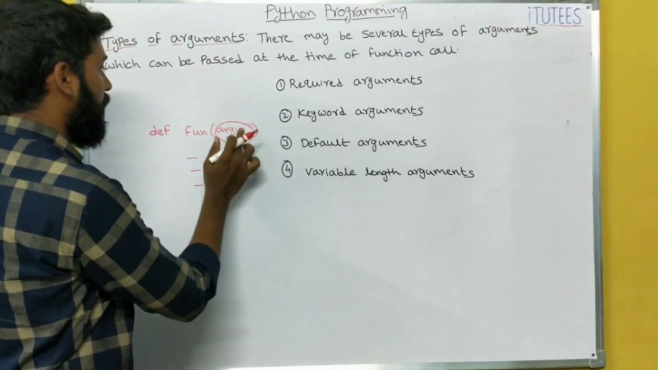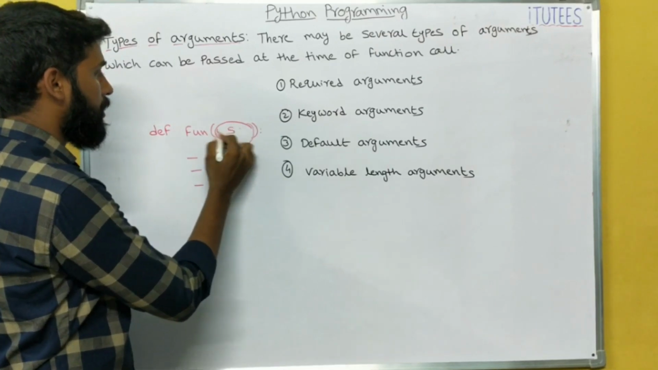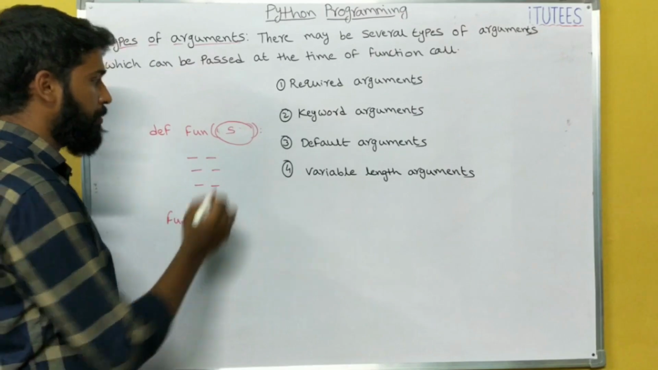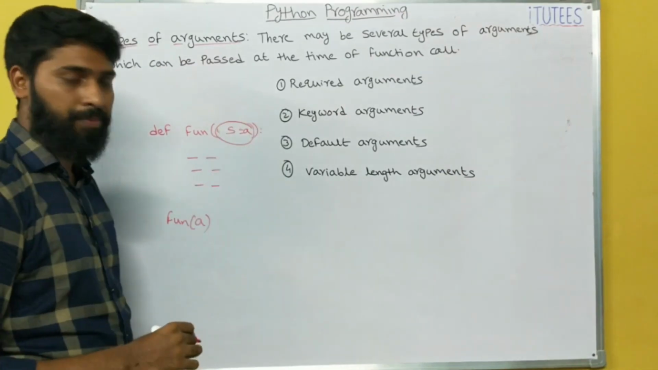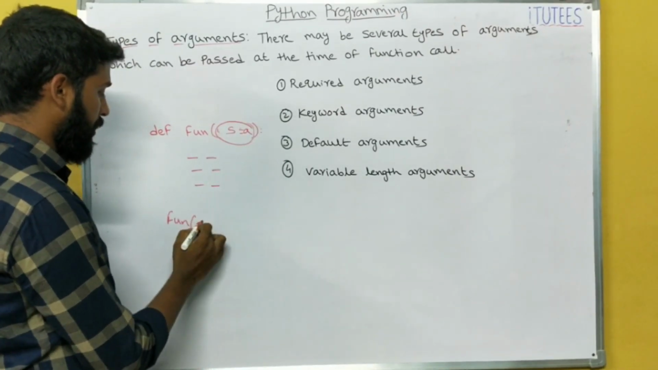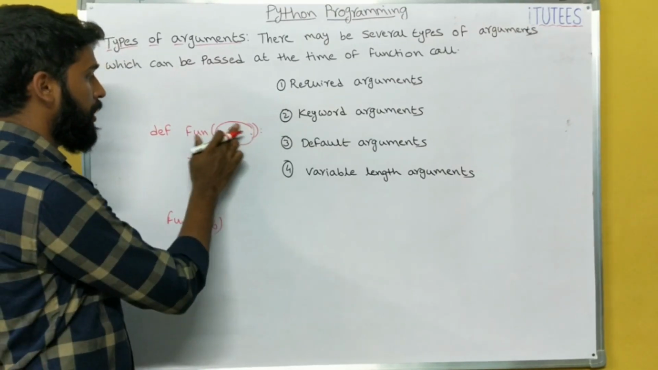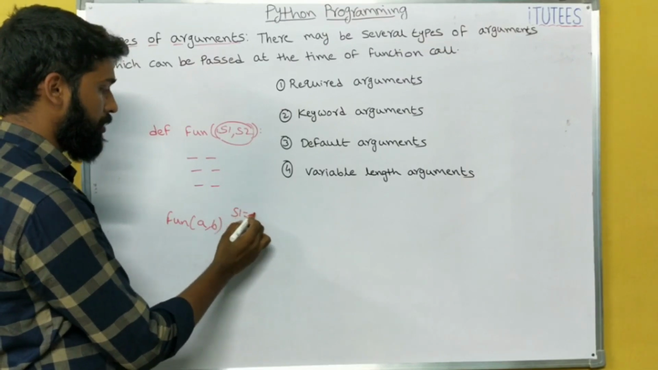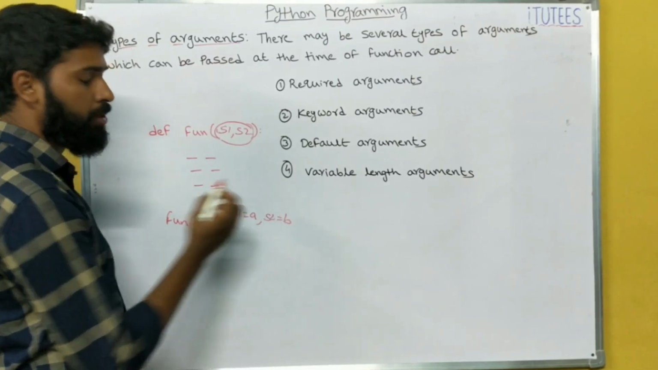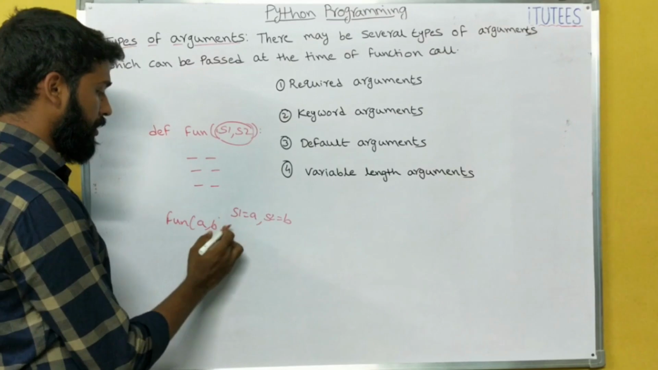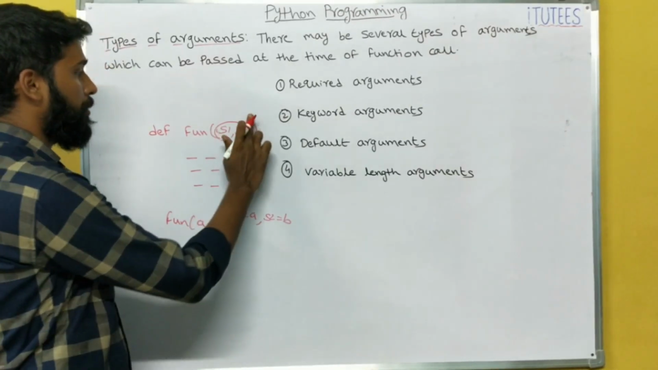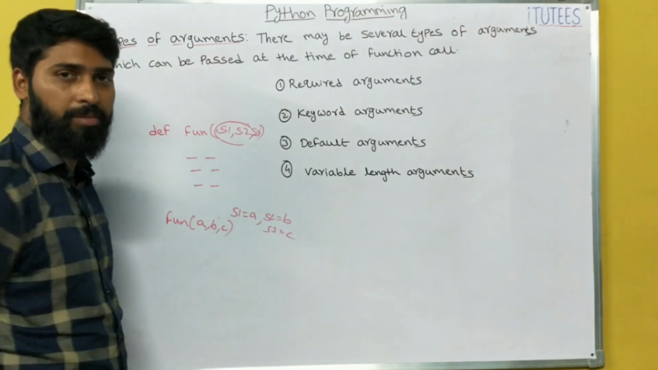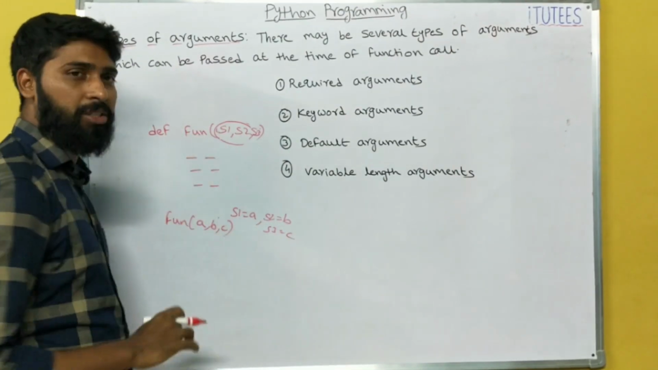So what that means: if I am calling fun a, then s equals a. If I am calling function a comma b, here I am taking s1 comma s2, that means s1 equals a, s2 equals b. Here I am using three variables, s1, s2 comma s3, that means s3 equals c. I hope you understand the structure of a function.